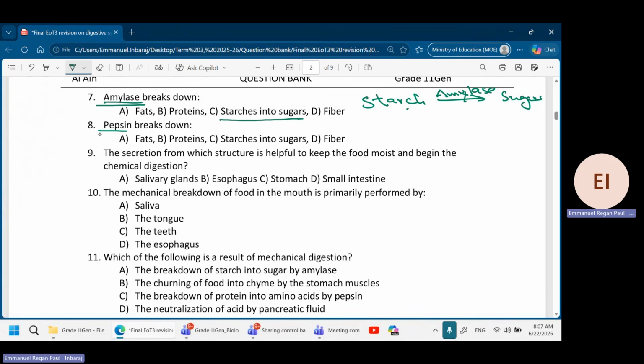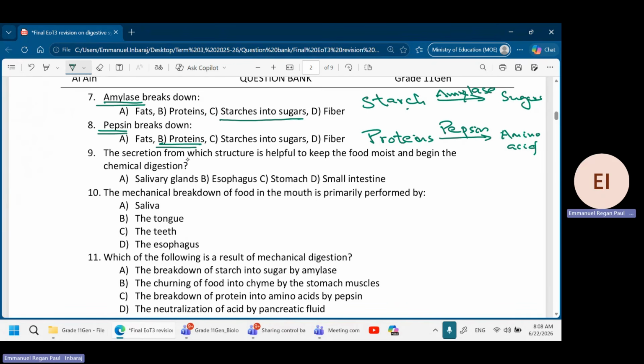What does pepsin do? Pepsin will act on proteins. Pepsin will break down proteins into peptides, polypeptides. We can just understand it simply as amino acids. So proteins to amino acids with the help of an enzyme called pepsin. So what does pepsin do? Pepsin breaks down proteins.